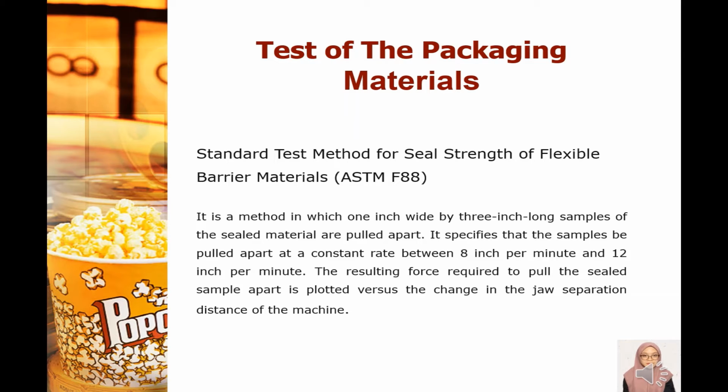There are numerous methods for testing the strength and integrity of the seal in a stand-up pouch. The first method is the standard test method for seal strength of flexible barrier materials. It is a method in which a 1 inch wide by 3 inch long sample of the sealed material is pulled apart. It specifies that the sample be pulled apart at a constant rate between 8 inches per minute and 12 inches per minute. The resulting force required to pull the sealed sample apart is plotted versus the change in the jaw separation distance of the machine.